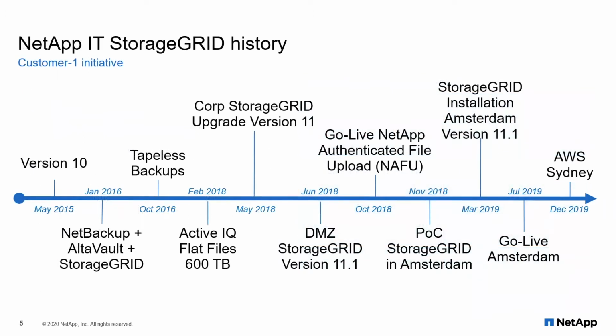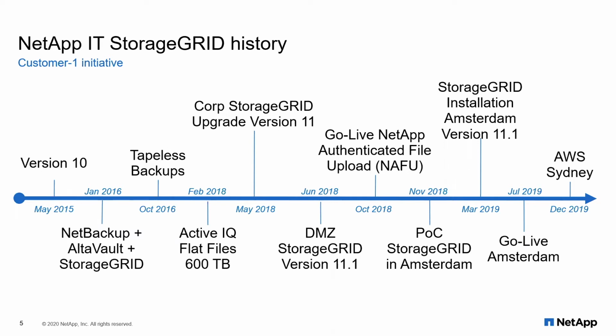This is a little history of NetApp IT StorageGRID Journey. We started back in May of 2015, version 10, as part of a Customer-1 initiative. Our first application for StorageGRID was for archiving to meet SOX compliance. It was NetBackup, AutoVault, and StorageGRID. Prior to StorageGRID, SOX was going to tape using NetBackup. After running tapes parallel with StorageGRID, in October, we removed the tape library and went tapeless.